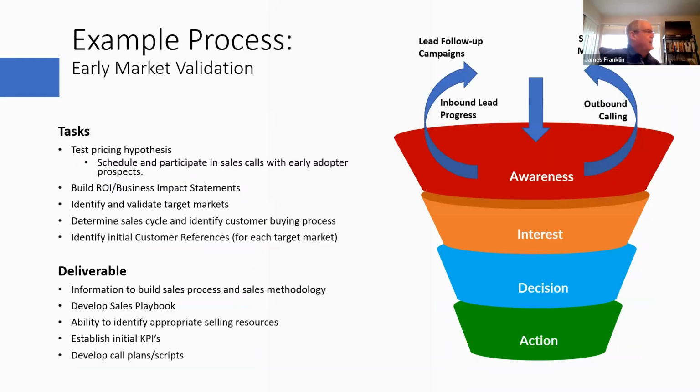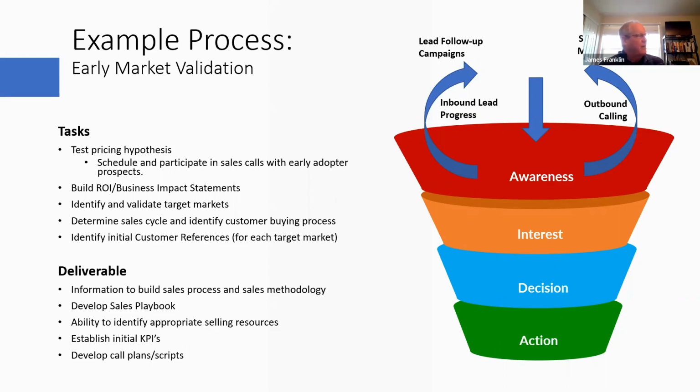Okay, so the next slide we look at is like, okay, what does all this mean? So I thought it might be kind of interesting just to come up with an example here. This example is for early market validation of a price on a SaaS product, right? You could build this for a lot of different things, but this one is for a SaaS product. So you want to drive awareness, interest, decision, and action. You have inbound leads, outbound calling, lead follow-up campaigns, but okay, what are you doing? You want to test a pricing hypothesis, right?